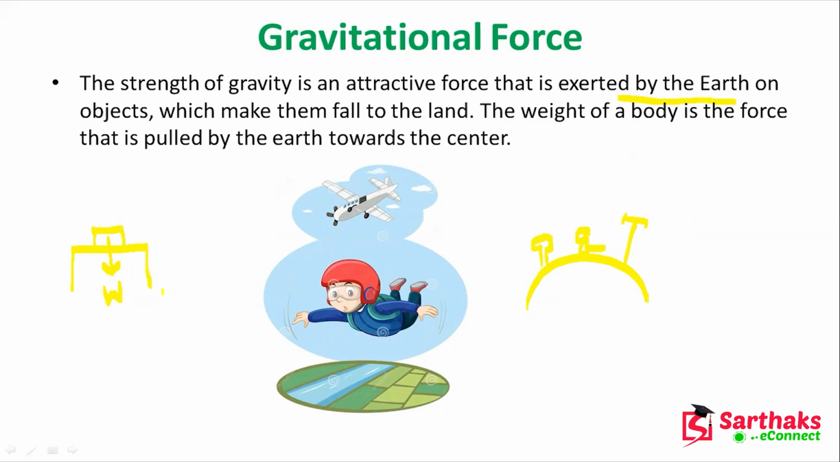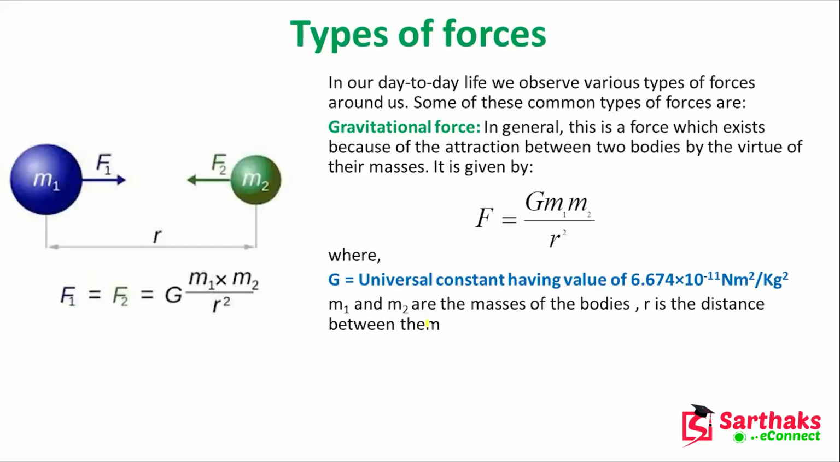So some gravitational force will act on the body or the object that is at rest on the table, and the weight of the body is the force that is pulled by the earth towards its center. Similarly, you can see for the aeroplane, and for the person who is skydiving here, and this is the ground. So you can see that he or she will fall down. That is due to the gravitational force. Now, types of forces. Types of forces that we have already discussed: magnetic force, gravitational force.